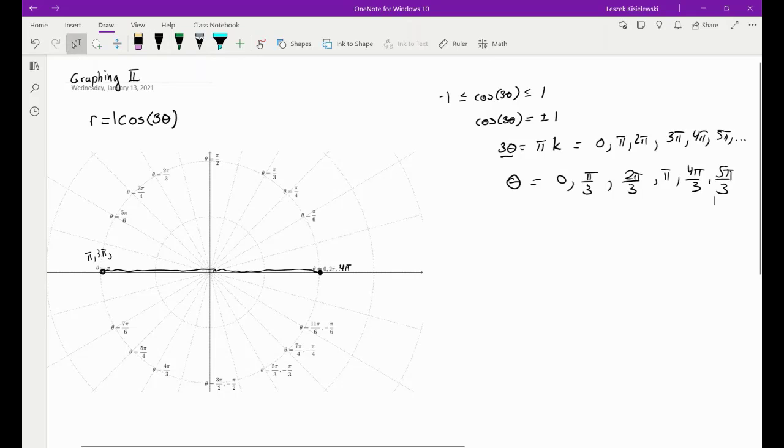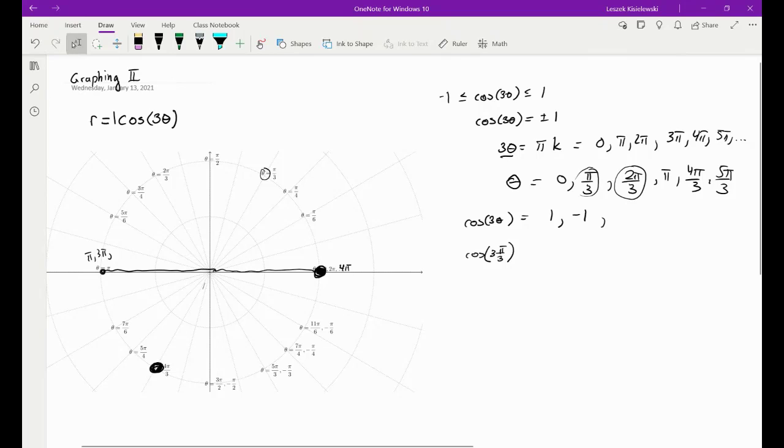And so this is going to give us the values of theta where we have the tip of the petal, right? So at theta equals 0, cosine of 0 would be 1. When theta is pi over 3, cosine of 3 times pi over 3 is cosine of pi, so that's -1. So at pi over 3, the r value would be -1, so we actually want to go in the opposite direction to get the tip of our next petal. So these are tips of our petal.